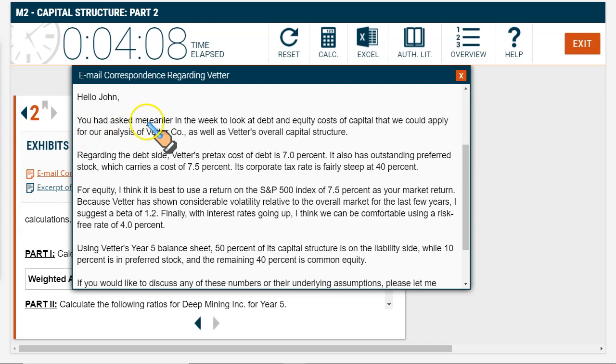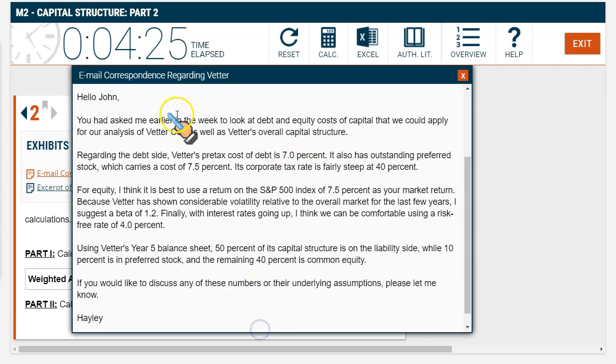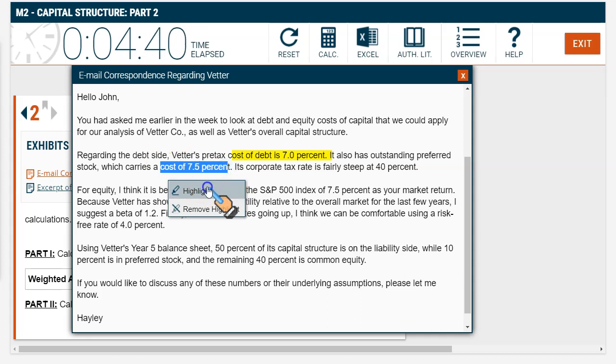Hello John, you had asked me earlier in the week to look at debt and equity cost of capital that could apply for our analysis of Vetter Company as well as Vetter's overall capital structure. Regarding the debt side, Vetter's pre-tax cost of debt is 7%. Let me highlight what we might need for our computations. This cost of debt is important information. It also has outstanding preferred stock which carries a cost of 7.5. Great, we have what we need. The tax rate that we should use is 40%.